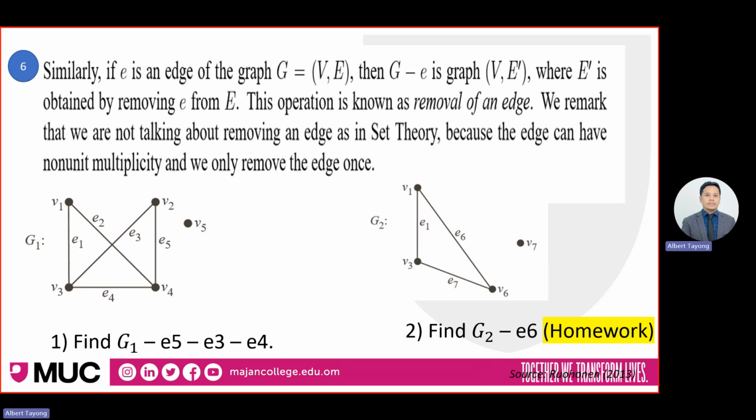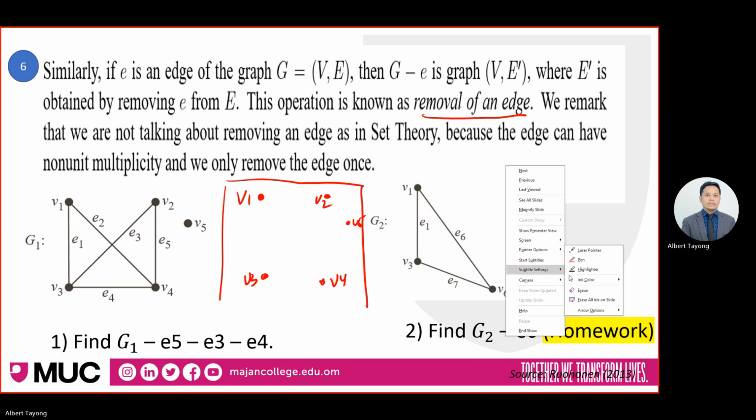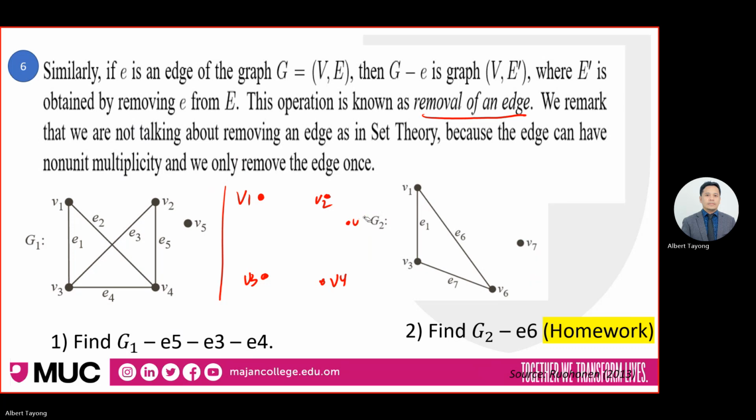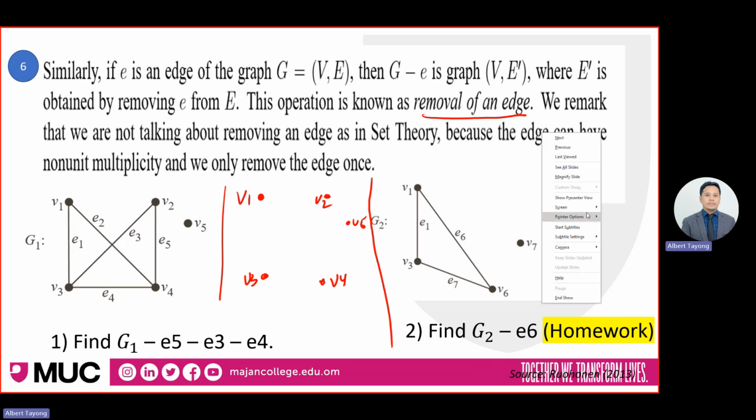Here, this is about removal of an edge or edges. Here we're going to remove 3 edges, G1 minus E5 minus E3 minus E4. So I'm going to put the answer here. First is to draw the points. We have V5 here, V3 and 4. This is our V5. 5 is not clear.